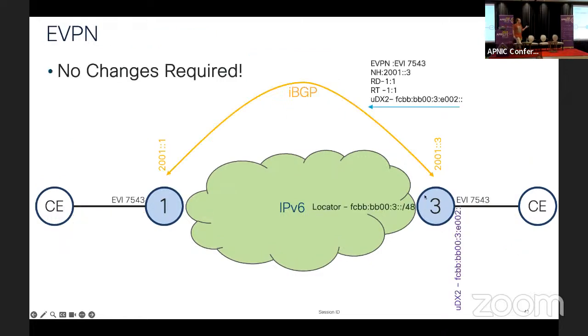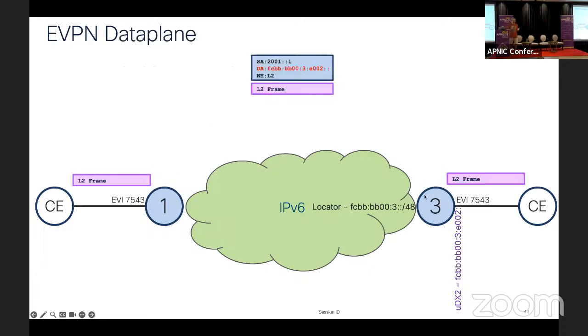So you can do EVPN with layer 2. You can advertise the EVI in EVPN with the SID. It's the same thing. And then for forwarding, the ingress PE, instead of encapsulating an IPv4 packet, takes a layer 2 frame, encapsulates it into the layer 3 IPv6 packet, and will forward it through the network, whatever the size of the network is.